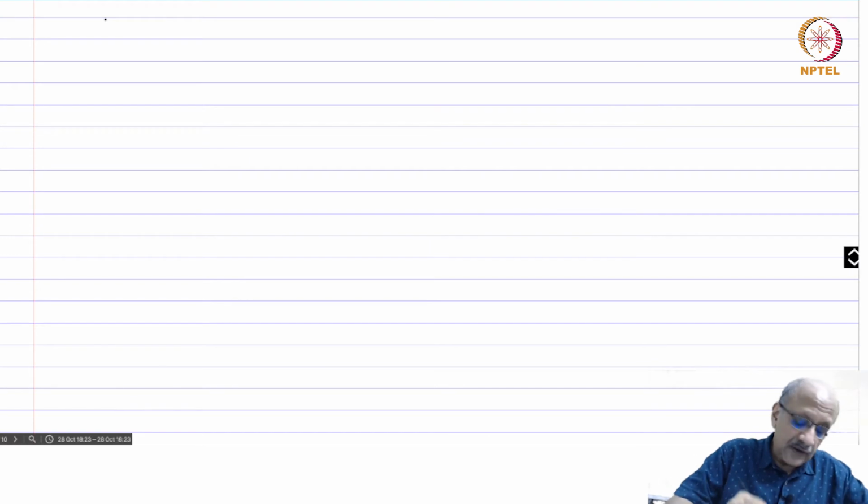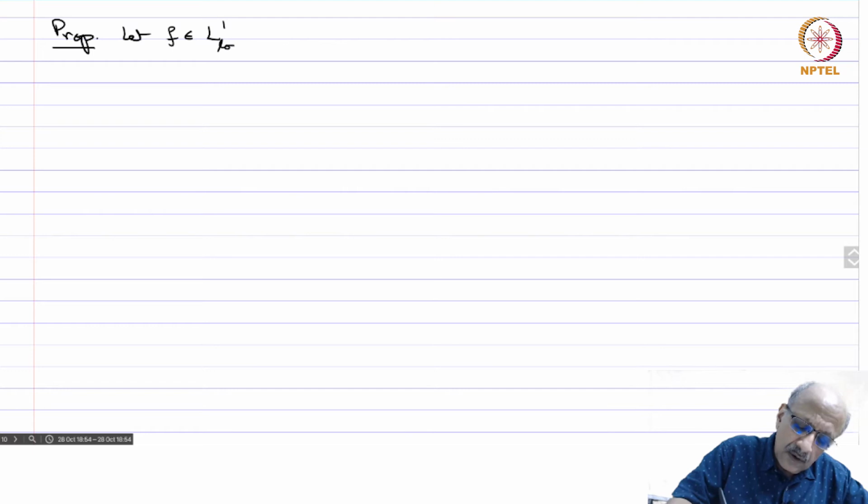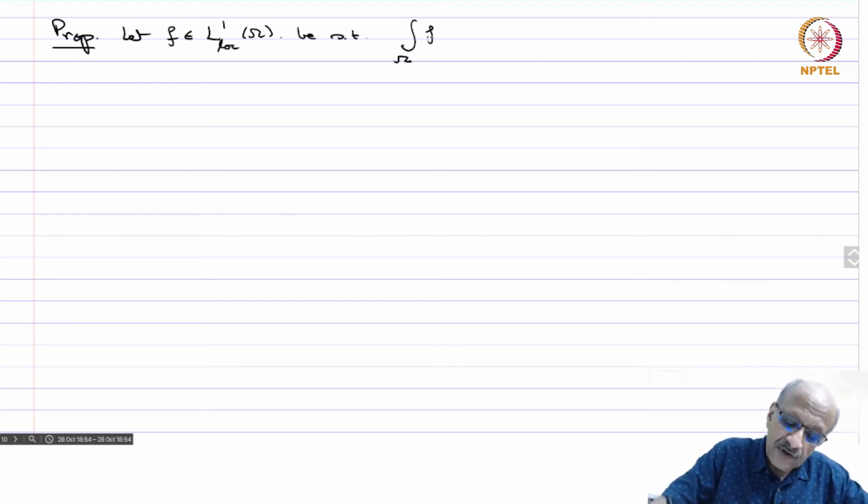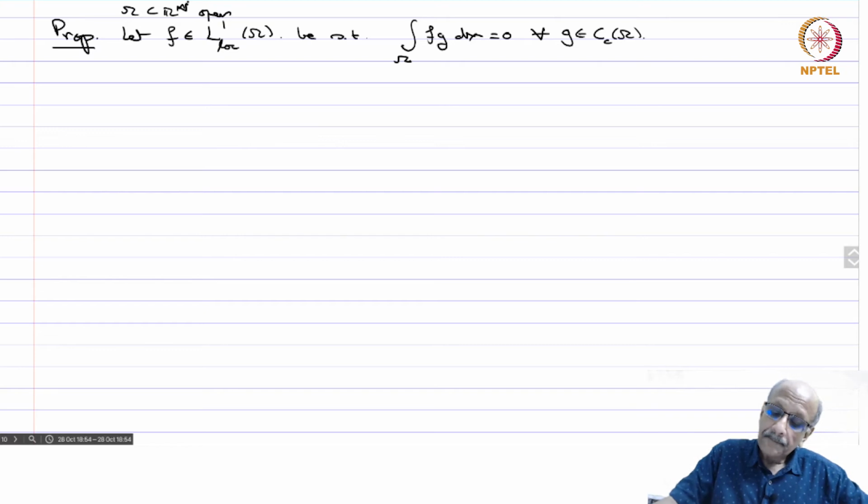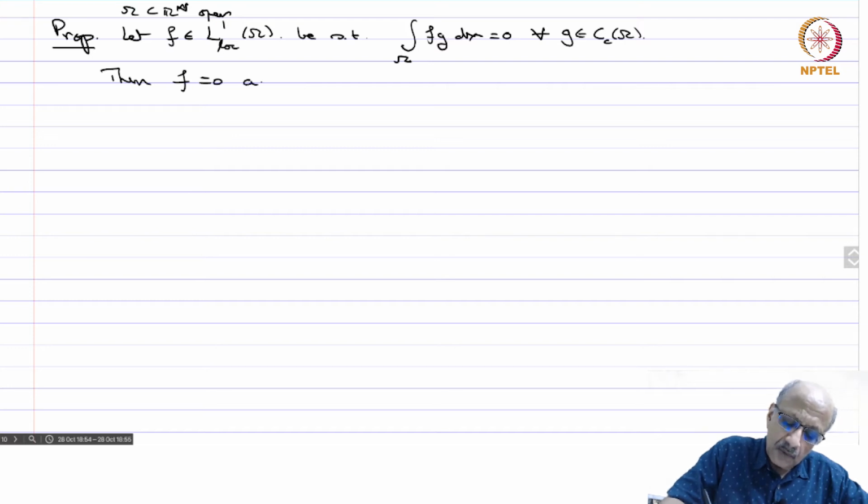So now we have the following proposition which will be useful for us in the future. Let f belong to L^1_loc of omega, so it's locally integrable, be such that the integral over omega of fg dx equals 0 for all g in C_c of omega, where omega in R^n is an open set. Okay, then f equals 0 almost everywhere in omega.